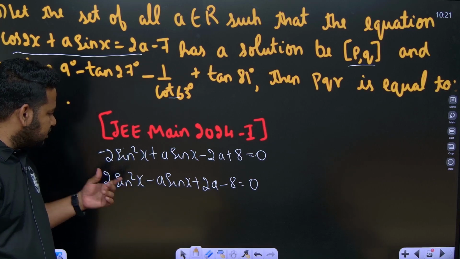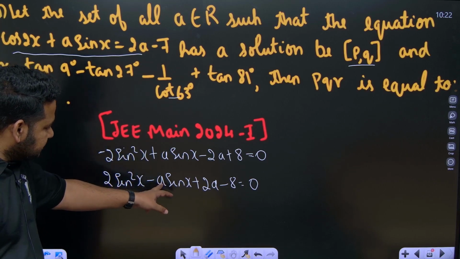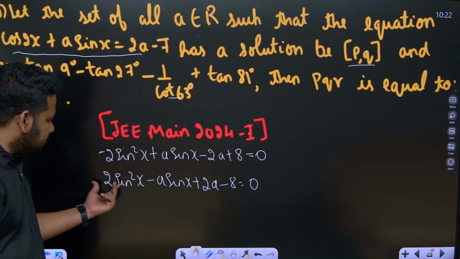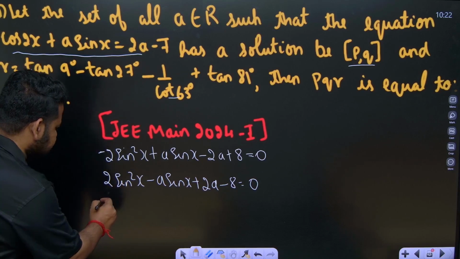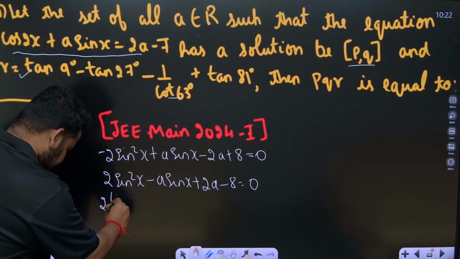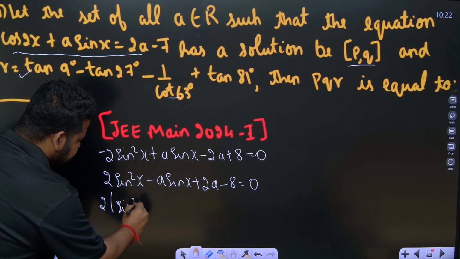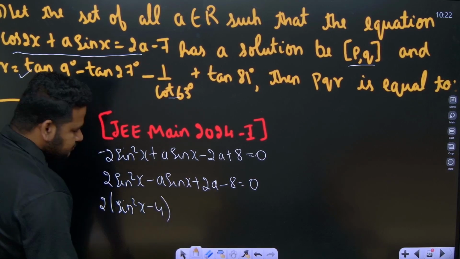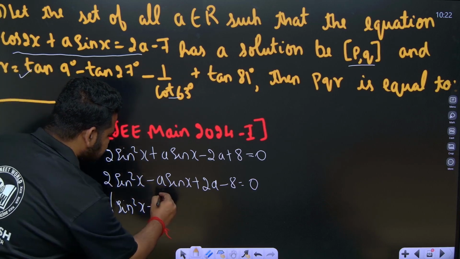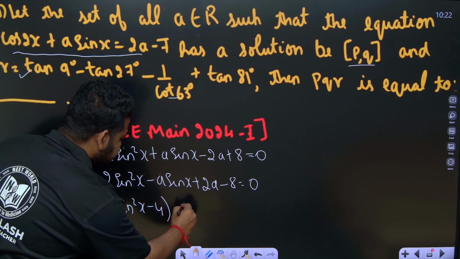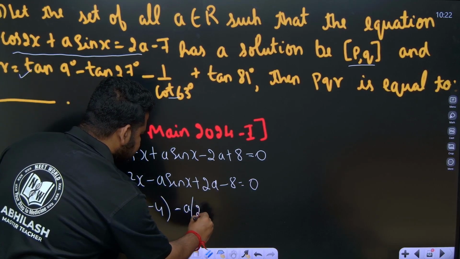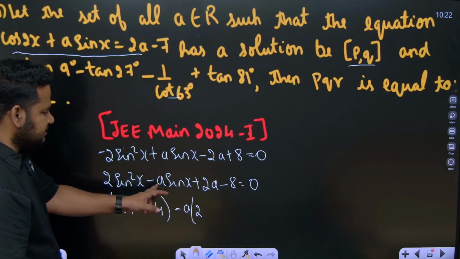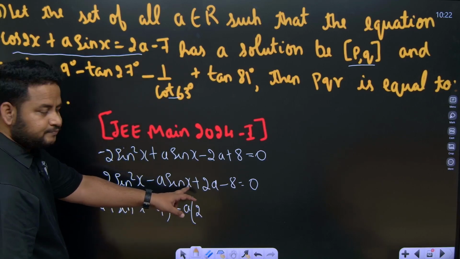So what can I do? Here I have 2 common, 2 and 8 I can take common, correct now? So this one I can take as 2 sine square x minus 4, correct? Next thing I can do, here a is there, minus a into 2 plus, what is this? Minus a into, what is it?